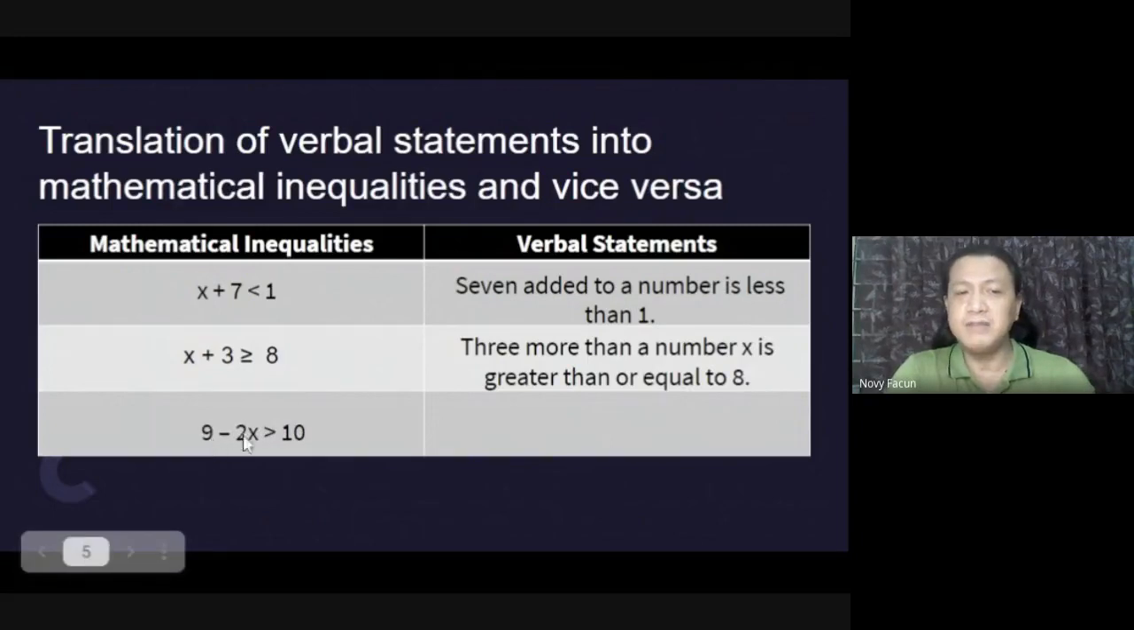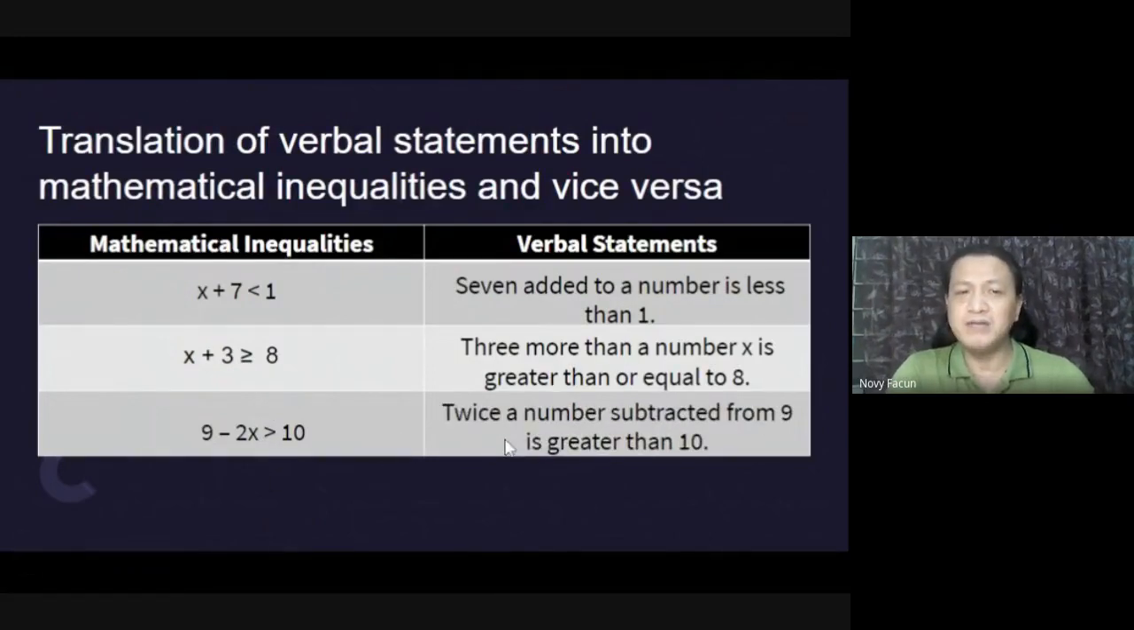Another, we have 9 minus 2x is greater than 10. So the symbol of inequality here is greater than. So meaning to say, the verbal statement would be twice a number subtracted from 9 is greater than 10. So take note of the subtracted from, that is minus.